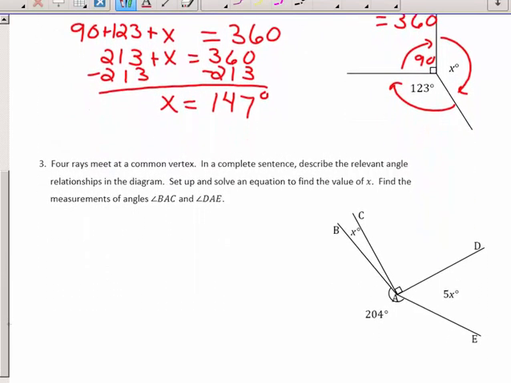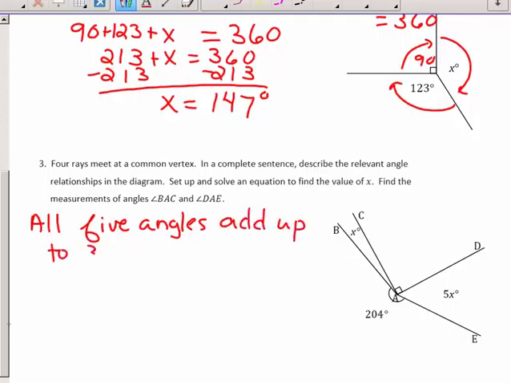All right, number three. Four rays meet at a common vertex. In a complete sentence, describe the relevant angle relationships in the diagram. Well, it means that all five angles, I didn't look at that carefully, all five angles add up to 360 degrees. Right? Just like we had up here. If I kind of start drawing my arrows, we have this one, we're going all the way. What other word for? Oh my goodness gracious.